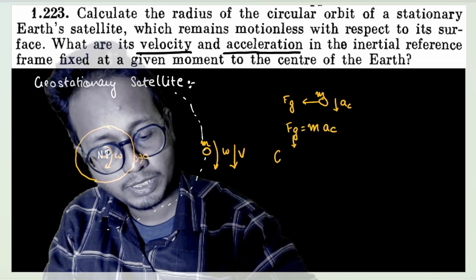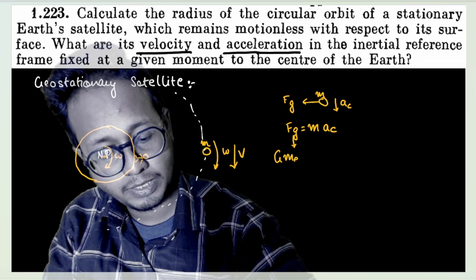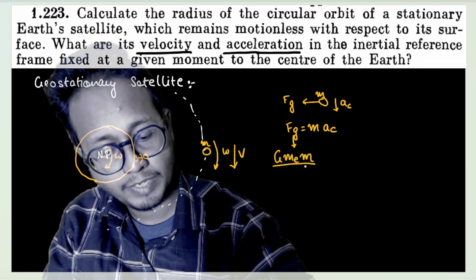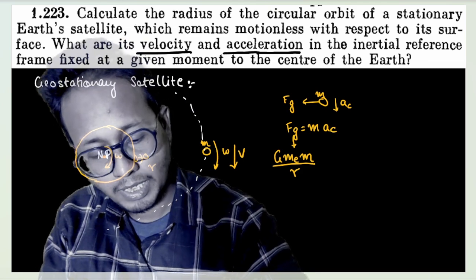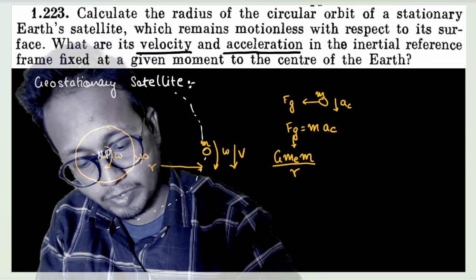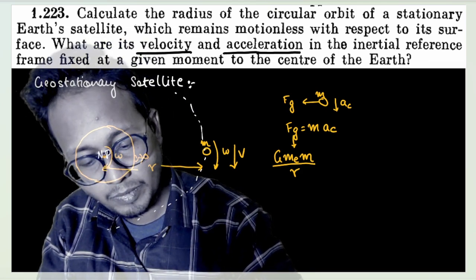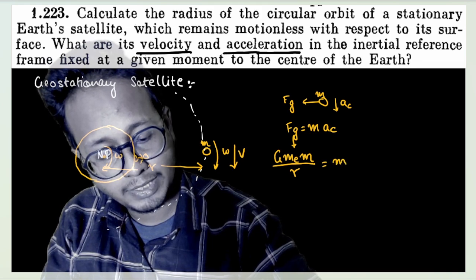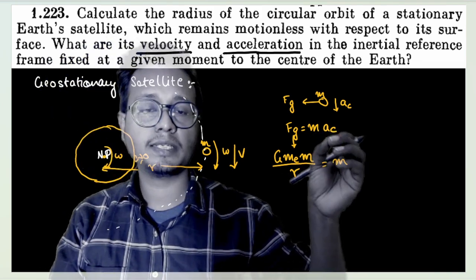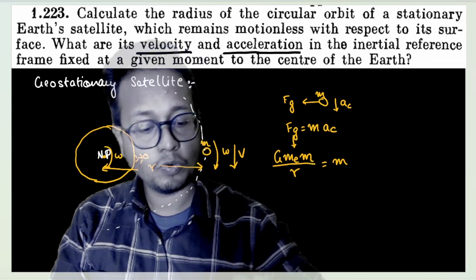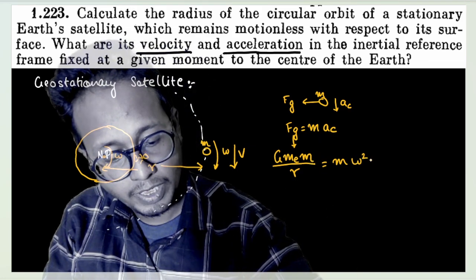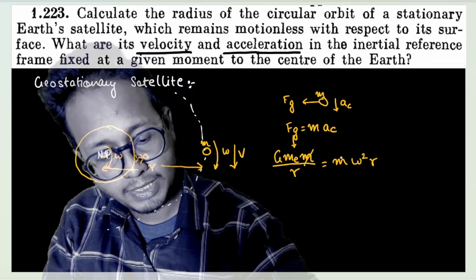What is the gravitational force? G into mass of Earth into mass of satellite, divided by r squared, where r is the distance of the satellite from the center of Earth. This is equal to mass into the centripetal acceleration. Centripetal acceleration is v square by r, which can also be written as omega square r. Mass and mass will get cancelled.